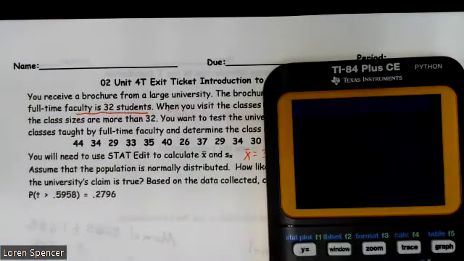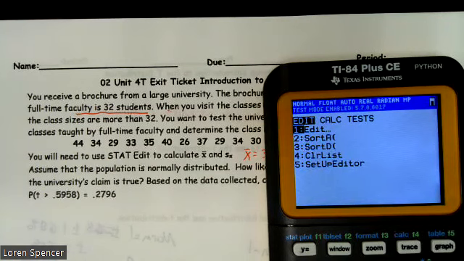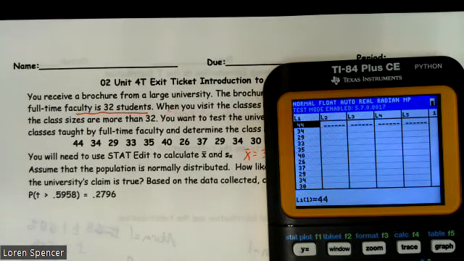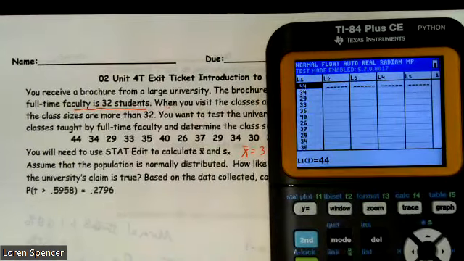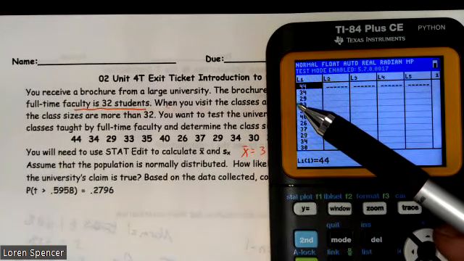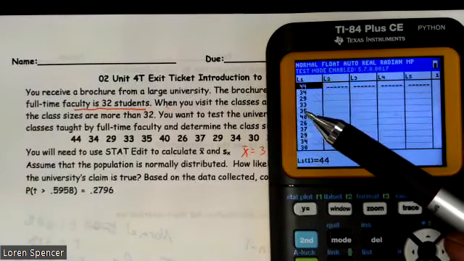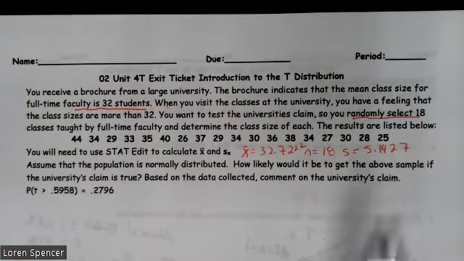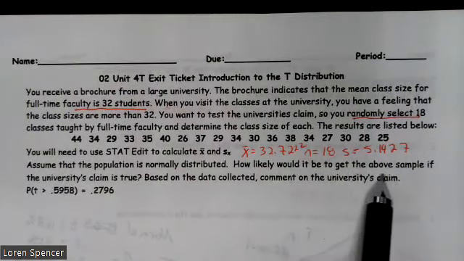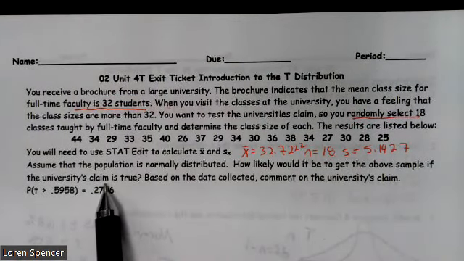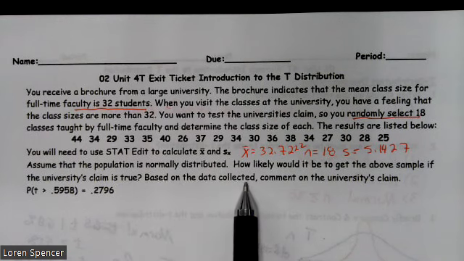If we have data, we're going to have to go to stat, arrow over to edit, and enter that data. Instead of taking up the time, I've already done that. So there's 44, 34, 29, etc. All right. How likely would it be to get the above sample if the university's claim is true? Based on the data collected, comment on the university's claim.